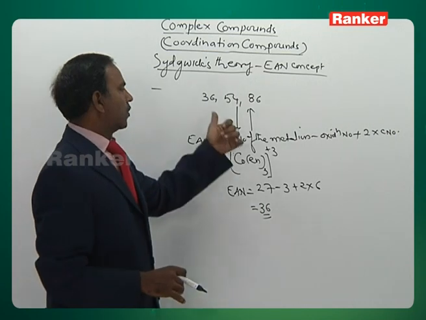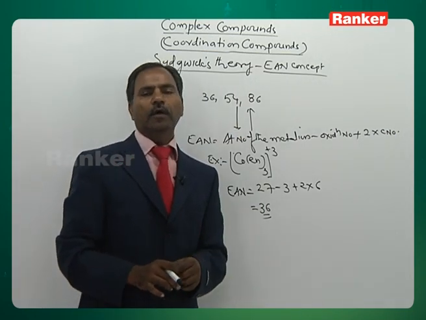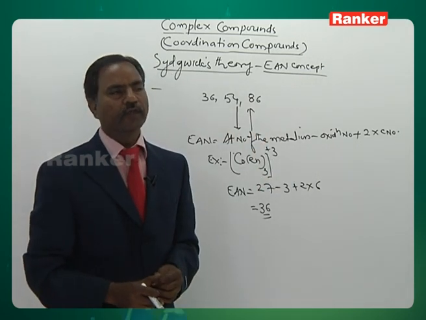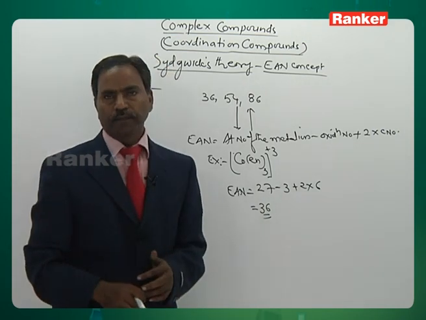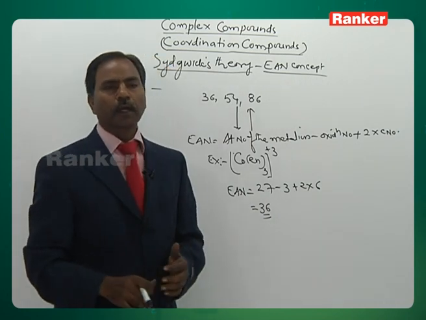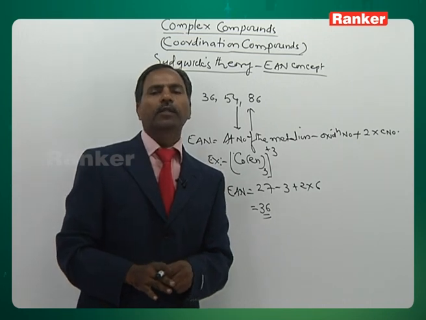What I said: whichever complex has an EAN equal to the atomic number of a noble gas, like 36, 54, 86, such a complex is stable. We have calculated 36, therefore we can consider this complex a stable complex. Now, in tabular form, let us see 10 to 15 complexes written on the board.